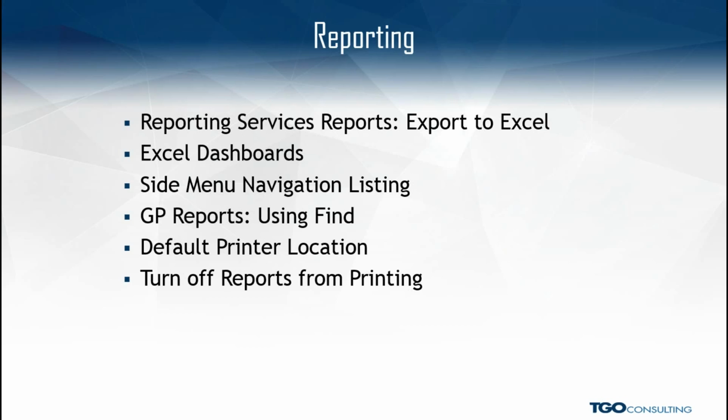Then we'll look at some side menu navigation listings. These are some other ways to slice and dice your information in GP and get around using the GP program. GP reports, so using Find within an actual printed report. Changing your default printer location, so instead of it going to the printer every single time, you can change it so that it goes to the screen or vice versa. And then how to turn off a report from printing. We all know when we do a purchasing or a sales posting, we end up with 5 or 6 reports printing off. There is a way that you can turn these reports off so that they don't print.